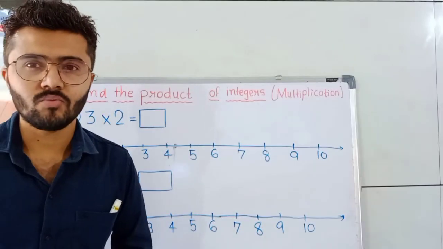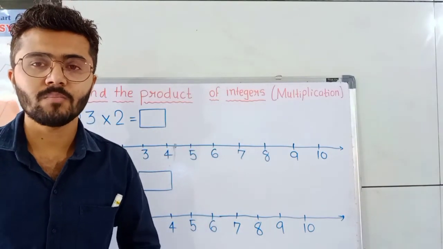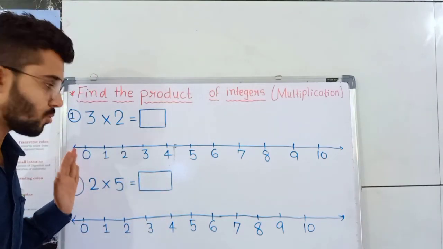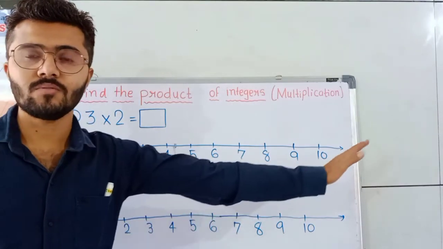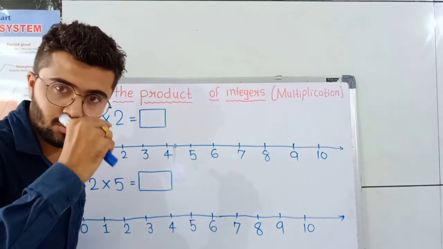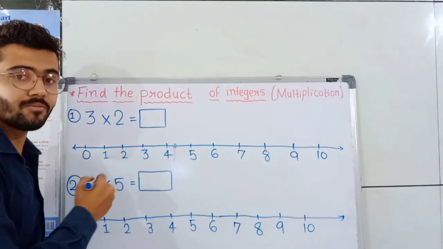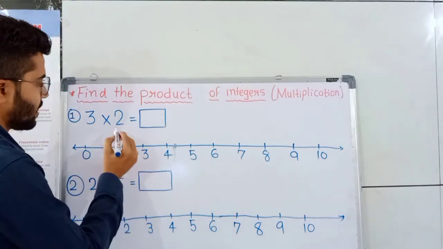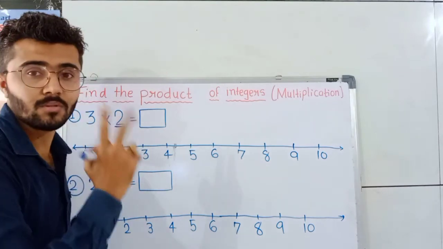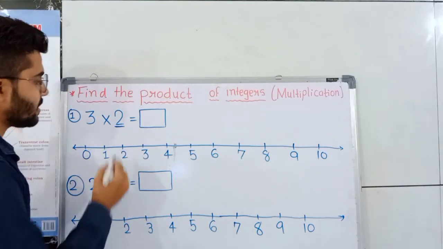Now we'll understand how to find the product of integers on number line, means how we multiply the numbers on number line. So we'll start the number line from 0, 0, 1, 2, 3, 4, 5, 6 infinitely. Now we have to start, means we have to stand on 0 every time. So now let us see how to solve this on the number line. Now we have to jump 2 steps. How many times? 3 times.